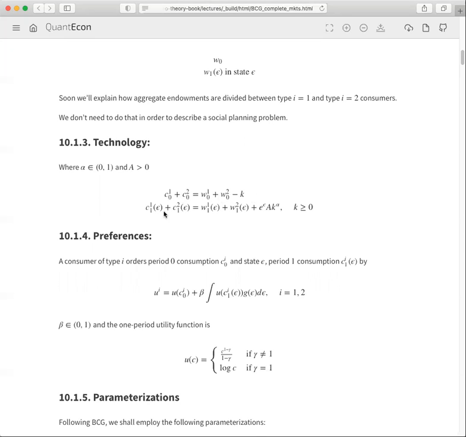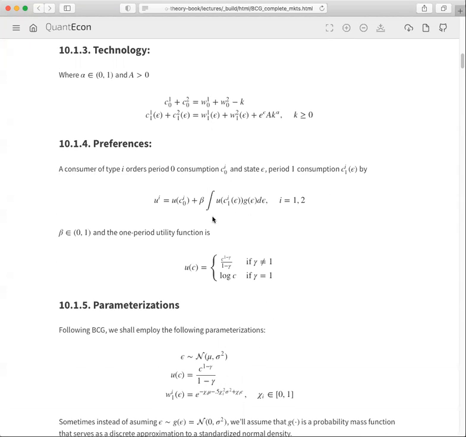And then the second period consumption, in state epsilon, you can allocate to person 1 or person 2. Sorry. Here's the endowment, and here's the return on capital. If you invest K, you get A K to the alpha times e to the epsilon. Take a look at that.